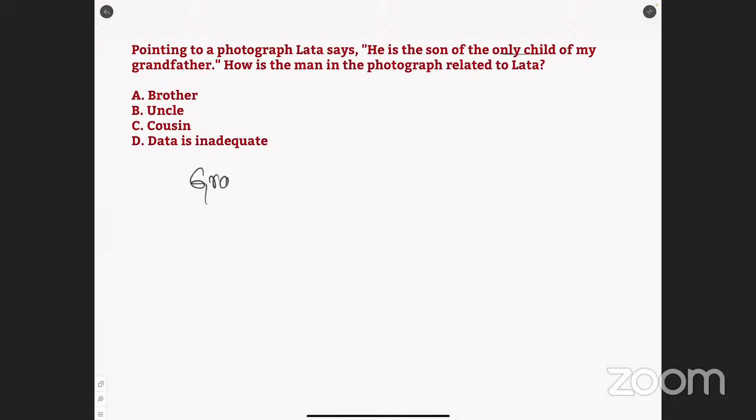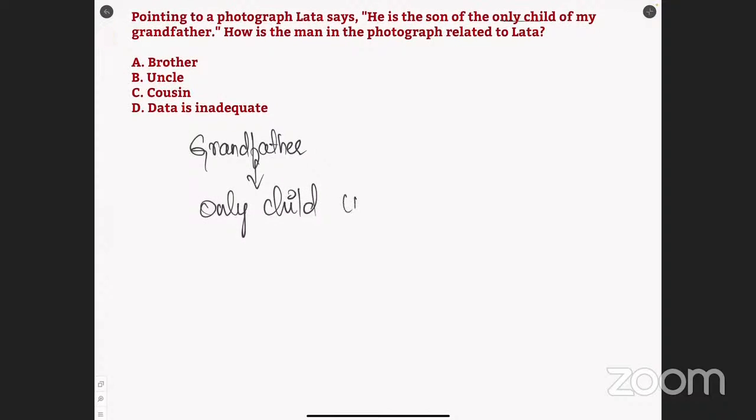So first write down grandfather here. Then grandfather's only child. We do not know the gender here. It could be male or female, and their son. Now, how do we identify this? Let's look at this question from the point of view of Lata. That will be easier for us to identify the relationship.